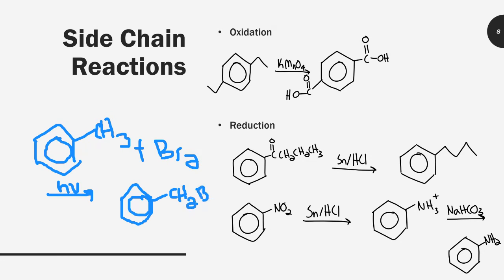Because if we want to put it on the ring, then we do halogenation, where we react with aluminum bromide or aluminum chloride. So that's another side chain reaction. If you didn't have heat or light and you reacted with aluminum bromide, then it would put the bromine on the ring, here.